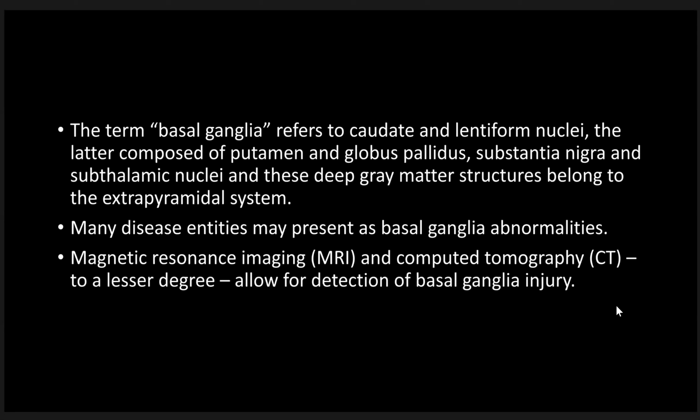The caudate nucleus and the putamen and globus pallidus are located in the cerebrum, but the substantia nigra is located in the midbrain, and the subthalamic nucleus is located in the diencephalon. Many disease entities may present as basal ganglia abnormalities. Magnetic resonance and CT scan allow the detection of basal ganglia lesions and injury.